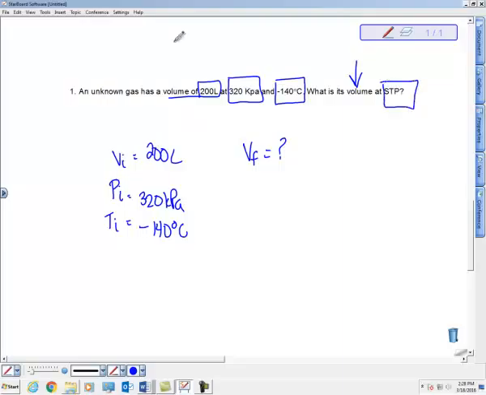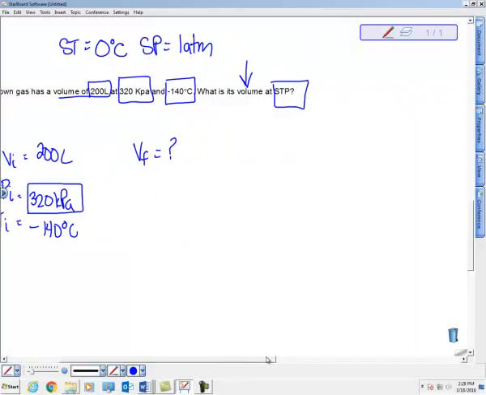So this is a huge review. Standard temperature, ST, is 0 degrees Celsius. Standard pressure, SP, is 1 atmosphere. And you're like, wait a minute. In the problem, they gave us kilopascals. What do I do? Well, in class, I gave you guys a conversion.